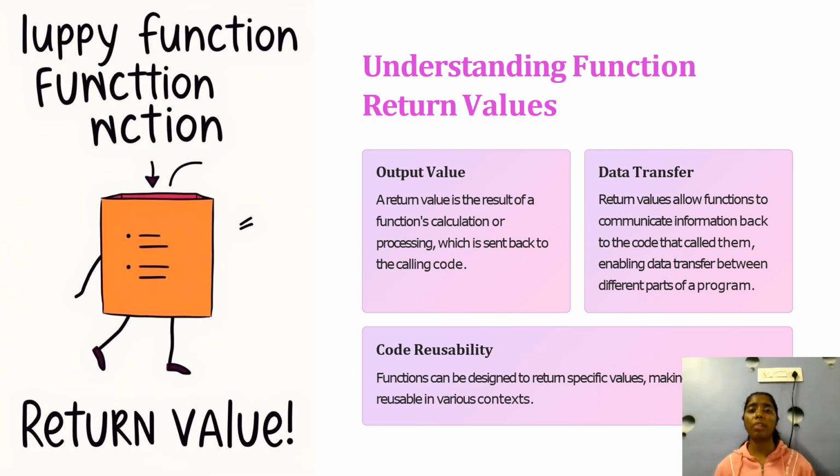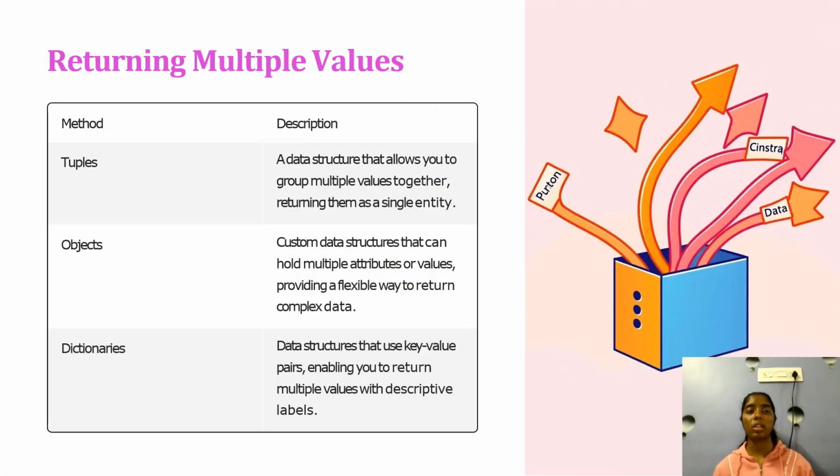Let us understand how the function returns values. The output value, or return value, is the result of a function's calculation or processing which is sent back to the calling code. About data transfer: returning values allows functions to communicate information back to the code that called them, enabling data transfer between different parts of a program. About code reusability: functions can be designed to return specific values, making them reusable in various contexts.